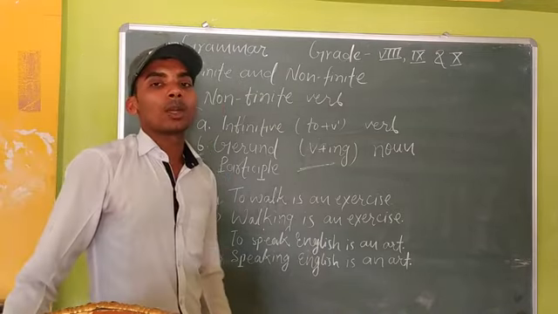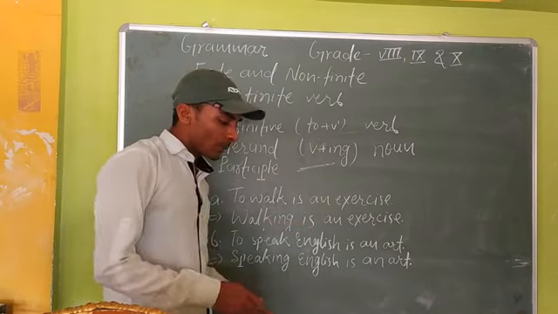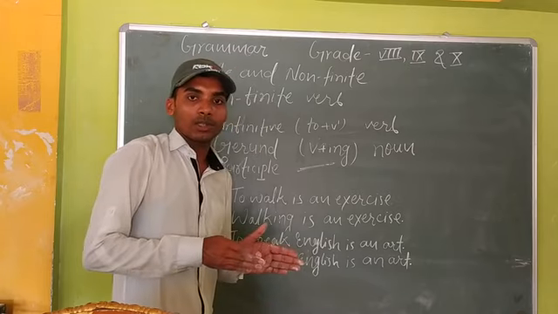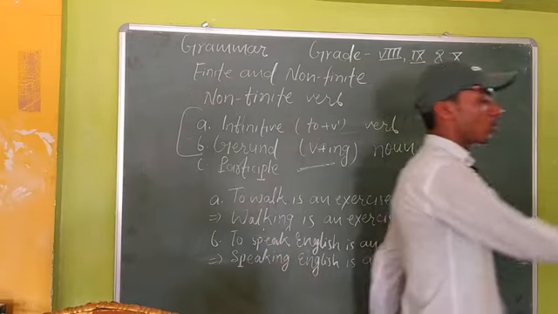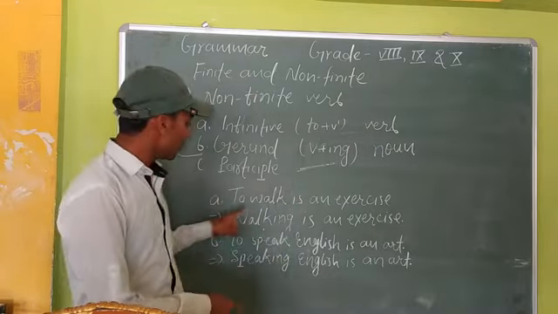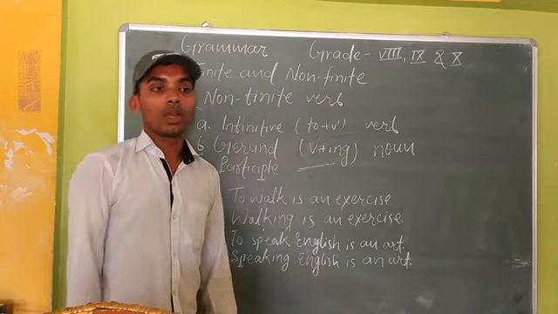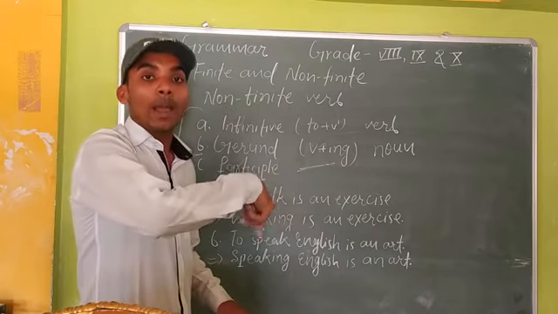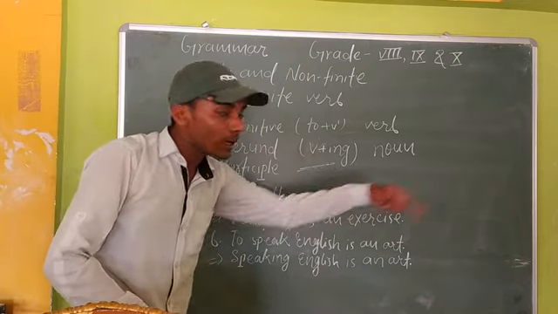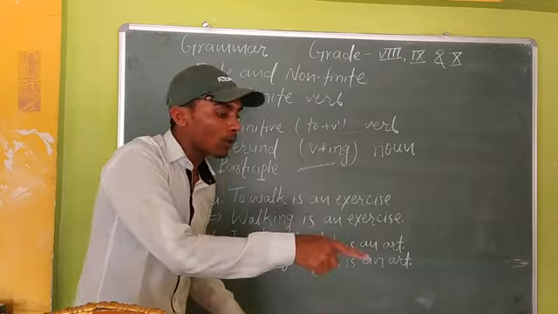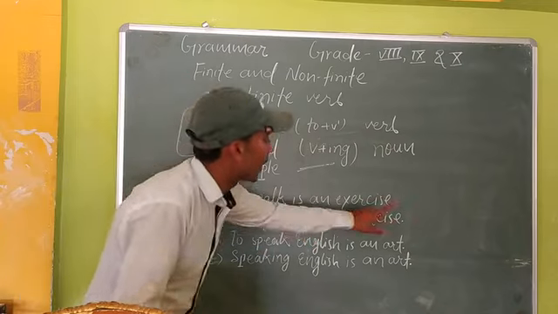To walk, here we are talking about the walk. To walk is an exercise. If it is a verb, that means we have to express our sentence by doing such work. That means we are telling this is walking, this is the process of walking, and this walking is functioning as exercise. This is a kind of exercise. The process is walking, the going and coming, going by foot. That walking is an exercise.